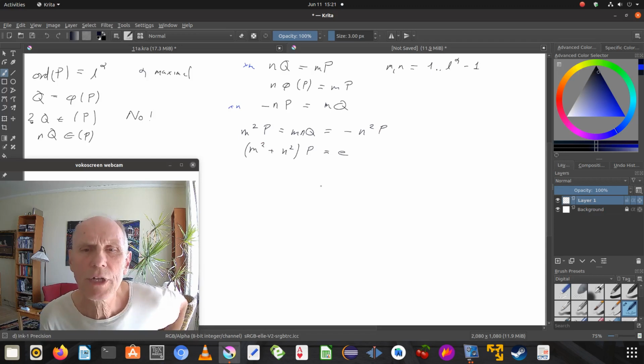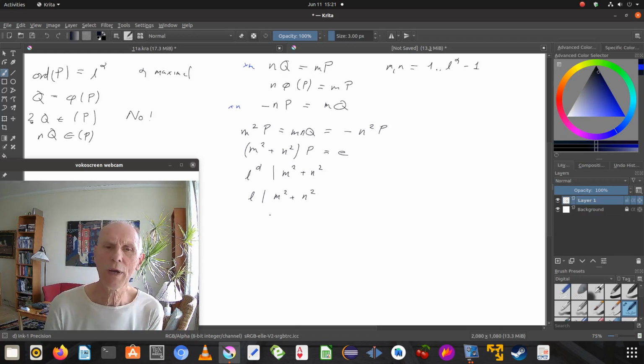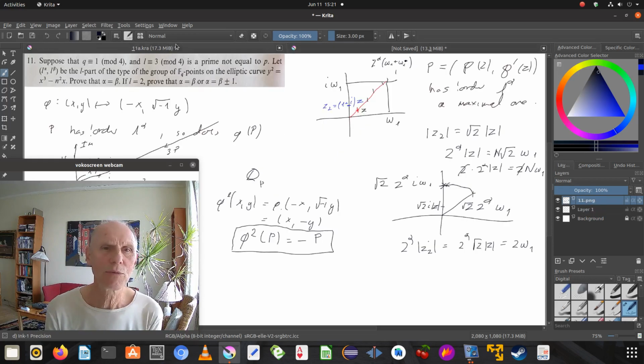this equation is the unit element, and that implies that L to alpha must divide m squared plus n squared, which also implies that L, so may this prime be the sum of two squares, and we know that that is impossible because L is equal to 3 modulo 4, and it happens for all the primes equivalent to 3 modulo 4, none of those modulo 3.